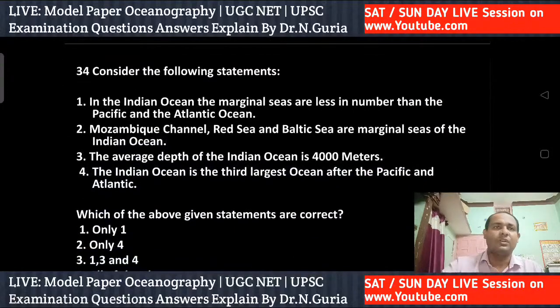Question number 34. Basically, in the Indian Ocean the marginal seas are less in number than in the Pacific and the Atlantic Ocean. Basically, the Mozambique Channel, Red Sea and Baltic Sea are the marginal seas of the Indian Ocean. And option 3 states the average depth of the Indian Ocean is 4,000 meters. The Indian Ocean is the third largest ocean after the Pacific Ocean. So definitely very interesting question. I explained.